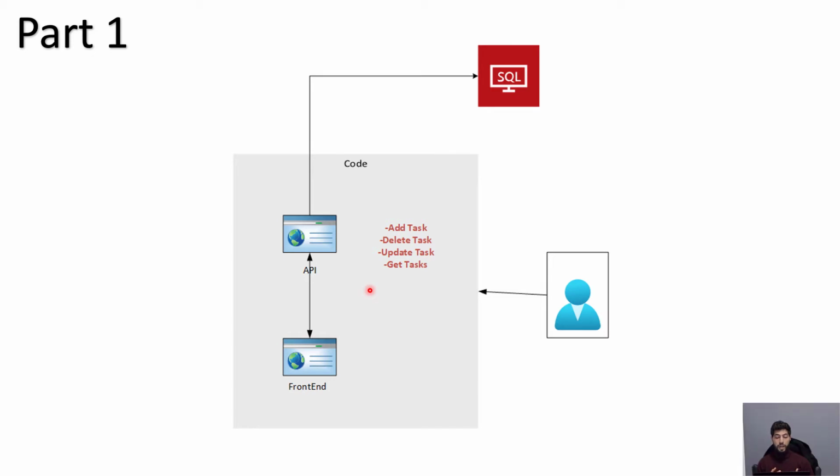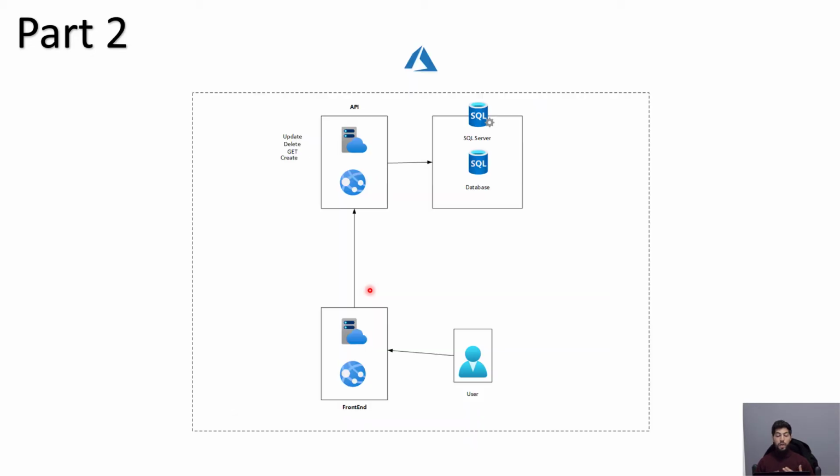So first thing, I'm going to create a simple .NET application where we are going to have an API and a front-end application that will do simple tasks like add, delete, update, and get. I'm going to host that project inside IIS and I'm going to save the data inside SQL Server. Later, we are going to move everything to Azure.